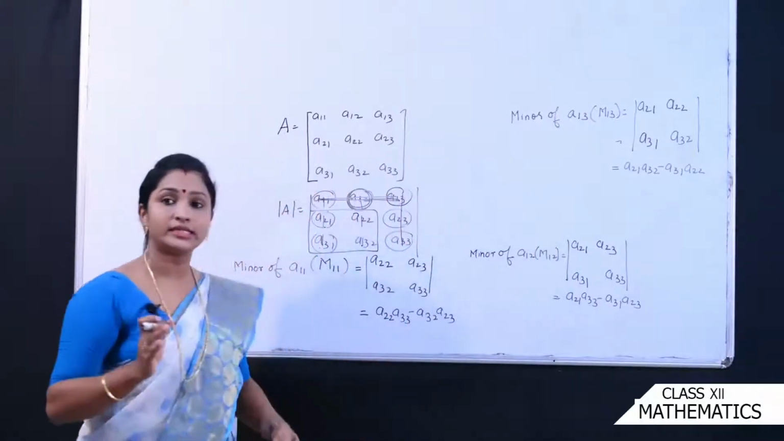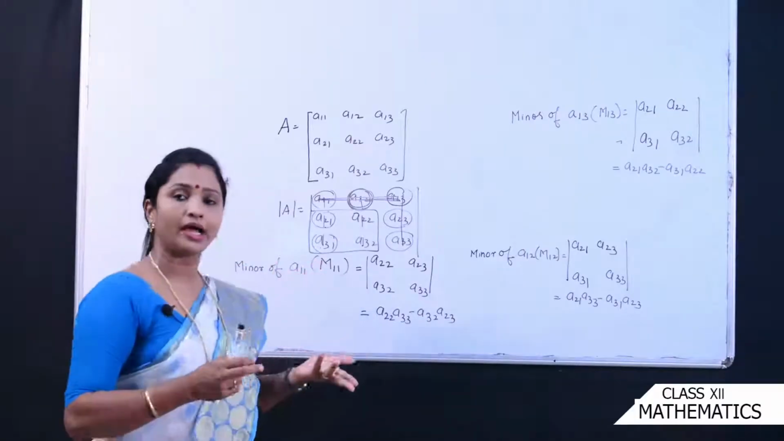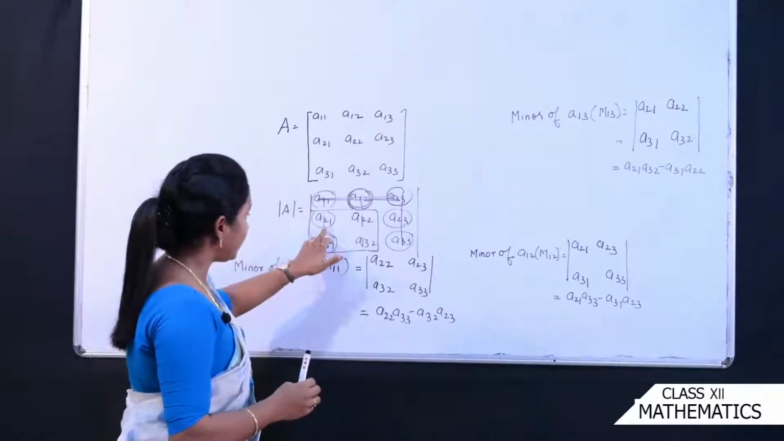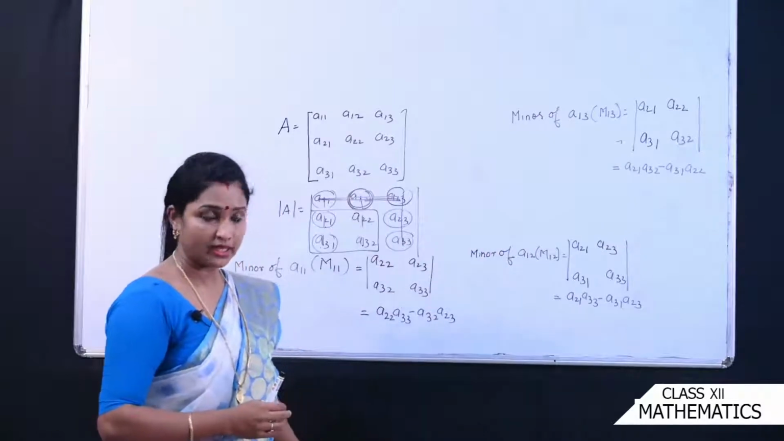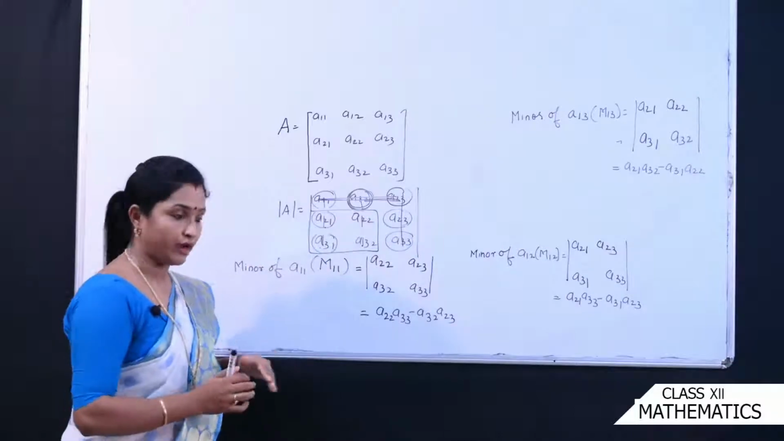Okay, now you can see the definition of minor. Minor of an element Aij of a determinant is the determinant obtained by deleting its ith row and jth column in which the element Aij lies. Okay, and it is normally denoted by Mij. Ij मतलब है I और j, आप कुछ भी वैल्यू डाल सकते हैं. इस डिटर्मिनेंट में हर एक एलिमेंट का माइनर आप निकाल सकते हैं इसी तरीके से जैसे मैंने निकाला है. ठीक है, अभी हम चलते हैं कोफैक्टर का. अभी मैंने सिर्फ फर्स्ट रो का निकाला है, अभी हम चलते हैं कोफैक्टर की तरफ.